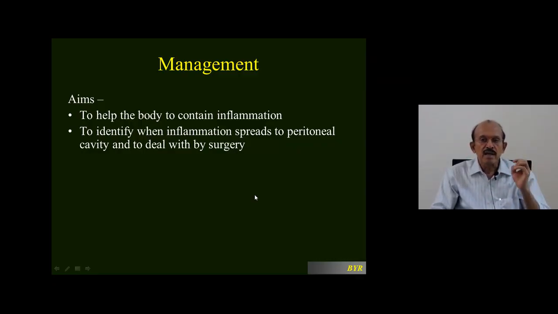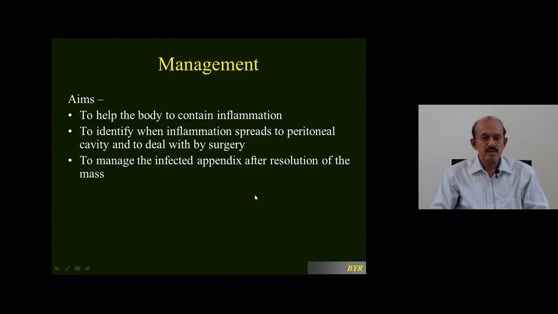So your second aim in the management will be to check for any sign of spreading peritonitis. When spreading peritonitis is there, what does it mean? The body's defense mechanisms are not adequate to contain the infection. So you must do some surgical intervention in those cases. And the third aim is to manage the infected appendix after resolution of the mass.